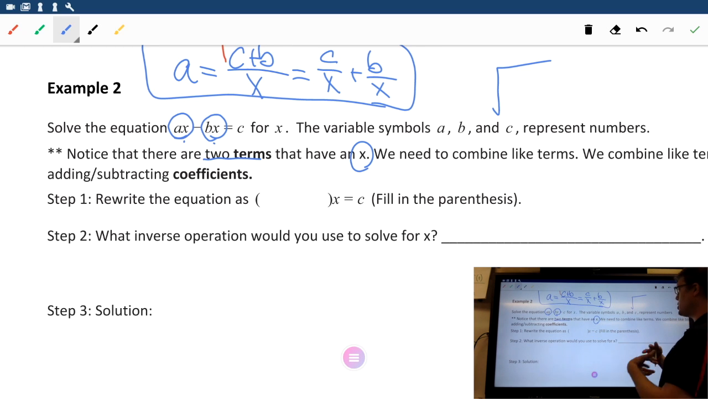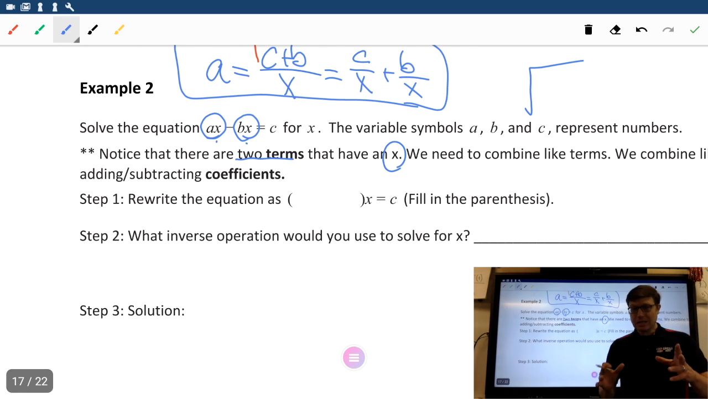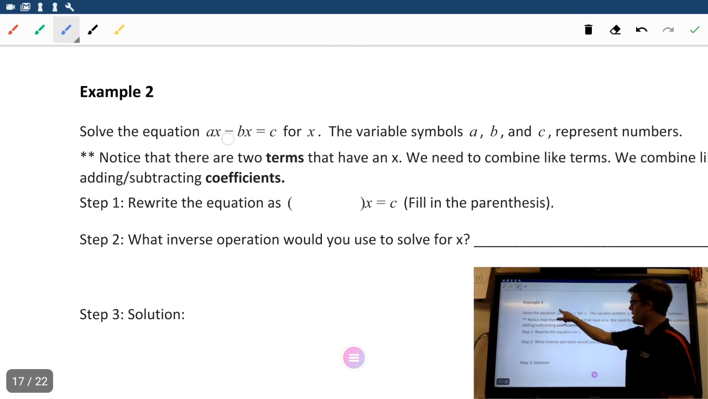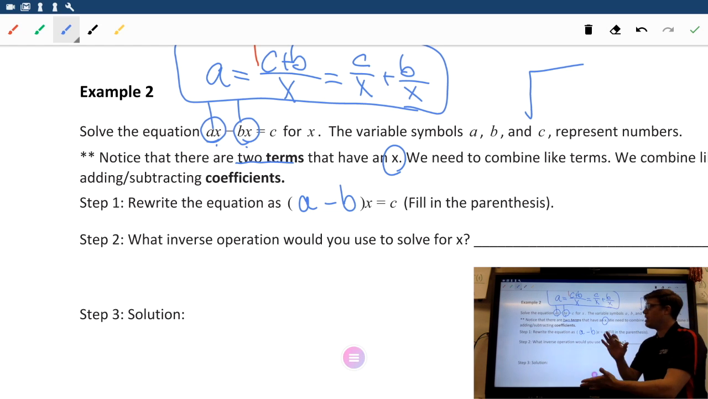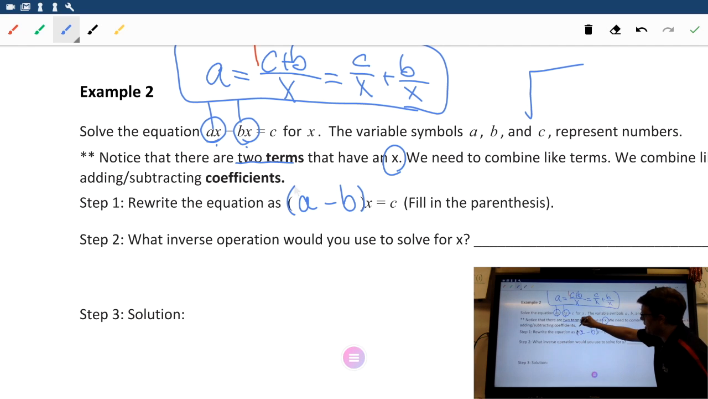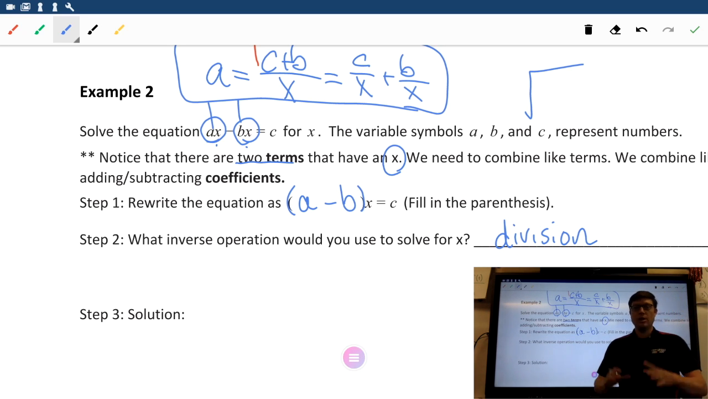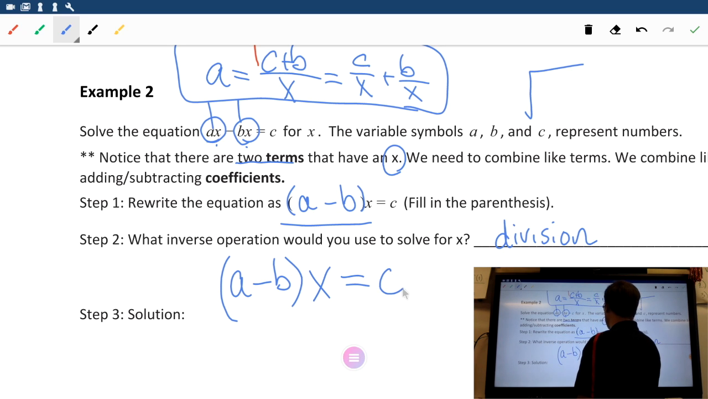And we need to combine like terms. We can combine like terms by adding and subtracting coefficients. Literally what that means is a is the coefficient, b is the coefficient, subtract them. Subtract because that's a subtraction sign. So therefore, a minus b is multiplying x, and because it's multiplying x, we will use division. Division will cancel that thing in parentheses multiplying x. So write it out: a minus b in parentheses times x equals c.